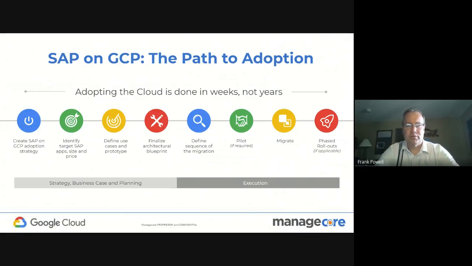As far as the actual path to get there, as Andy said, migrations can be done in weeks, not years. For those of you that have been working in SAP for any length of time, most SAP projects are lengthy and costly. Most people feel there's a lot of risk in them. But I feel that between Managecore and the technology that Google has, a migration is pretty straightforward. We've been doing this enough times, and obviously have a lot of references for folks to talk to. There's a methodology here that's very straightforward.